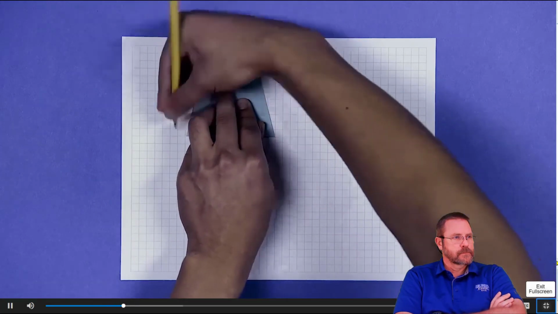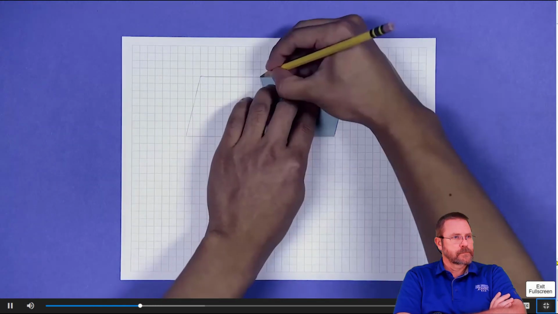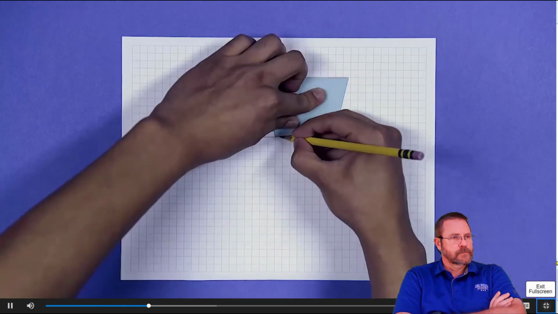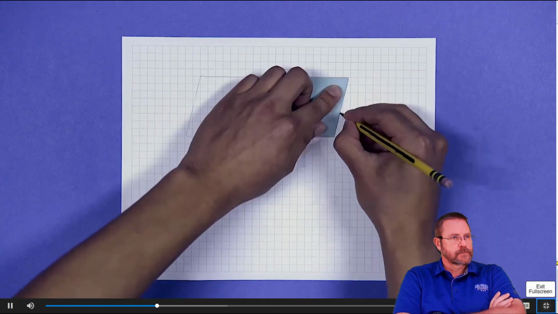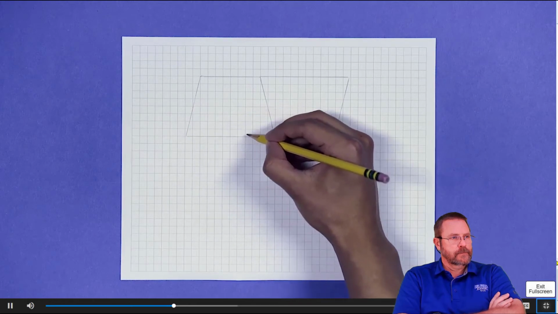Flip the trapezoid over so the shorter base is on the bottom. Align this trapezoid with the right side of the one on the grid paper. This is a parallelogram that is composed of two congruent trapezoids. Find the area of the parallelogram.